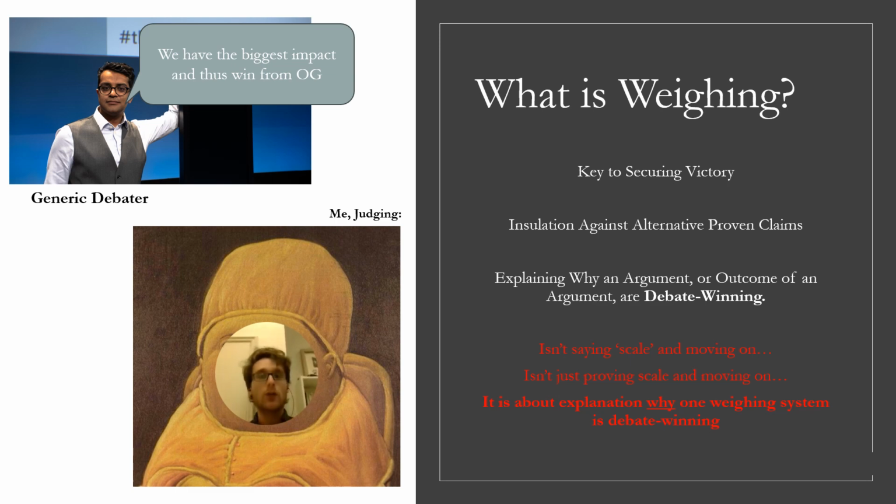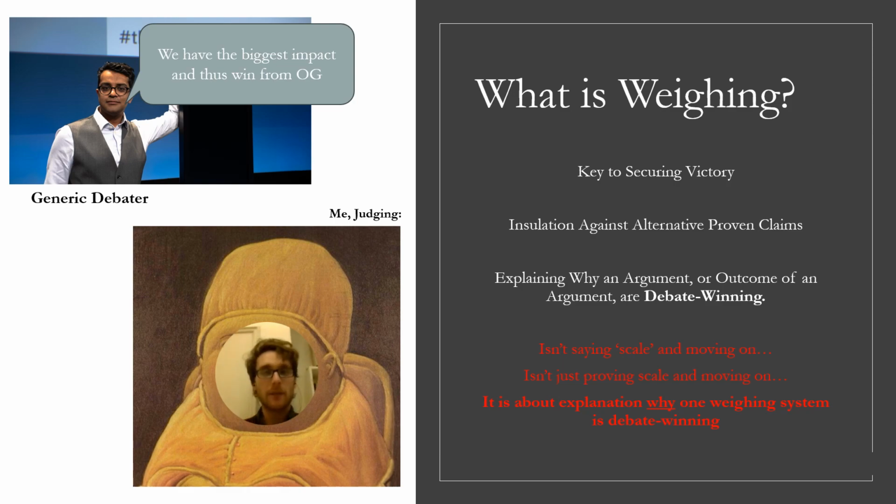So what is very crucial, if you take nothing else away from this presentation, is that weighing is not just using these buzzwords. It's an explanation for why that weighing metric, why scale does actually matter, and more importantly, why scale matters more than any other weighing metric, i.e. vulnerability, etc. So weighing is just explaining why one argument or one system of arguments matters more than other systems of arguments, and it utilizes a different form, a meta form of analysis, by justifying why the metrics that you're winning on operate in a way that should determine the debate.